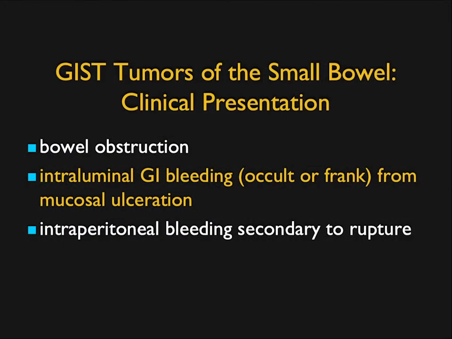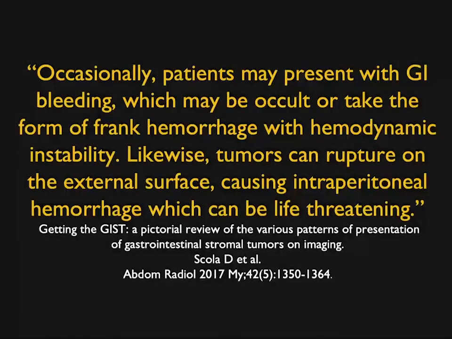We talk again about GIST tumors, and there have been several articles recently about the importance of their presentation with GI bleeding. This article by Scola makes the point that patients may present with GI bleeding, which may be occult, or even be frank hemorrhage. Tumors can rupture, causing intraperitoneal bleeding. So one of the hallmarks of GIST tumors with different presentations is going to be the bleeding.